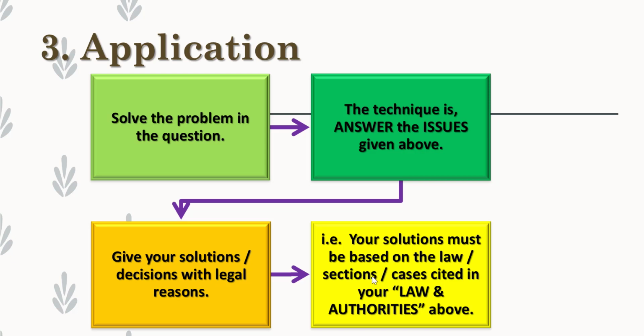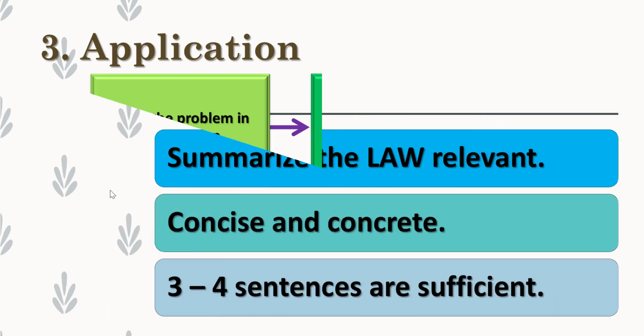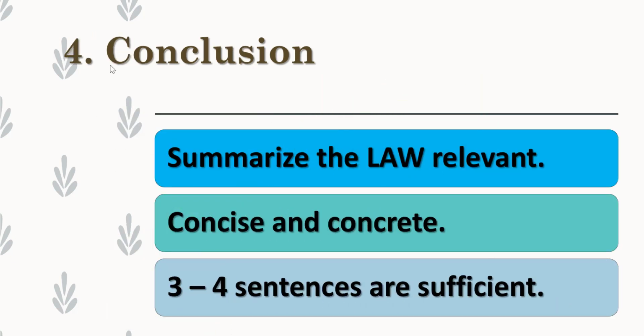That is, your solutions must be based on the law or sections or cases which you have cited, which you have mentioned in your law and authorities above. Right? So this is application. The main purpose is that you have to solve the problem in the question by applying the law which is available, which has been mentioned in your law and authorities. So at this point of time, you become like a judge, meaning you have to give your decision for the problem in the question based on the law which has been mentioned before. So this is application. And finally, the last component is the conclusion.